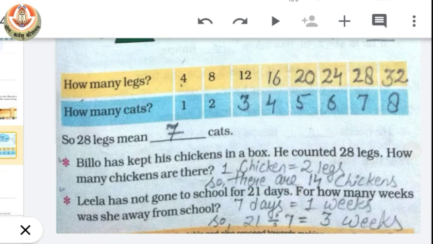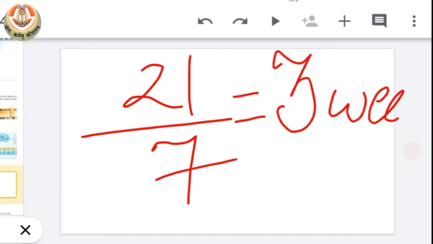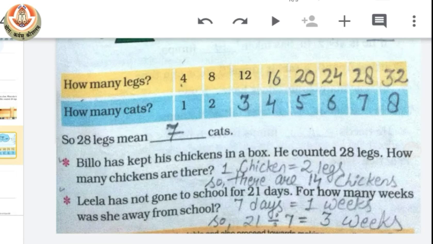Now the next question is, Leela has not gone to school for 28 days. For how many weeks was she away from school? Now first, we have to keep in mind how many days are there in one week. So we all know that there are 7 days in a week. Now we have to convert 28 days into weeks. So we have to divide 28 by 7. Okay. So that means for a total of 4 weeks, she is away from the school. So the answer is 4 weeks.